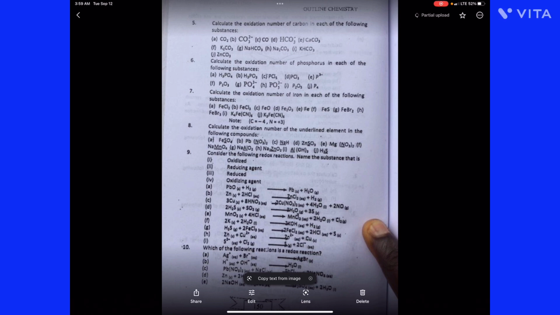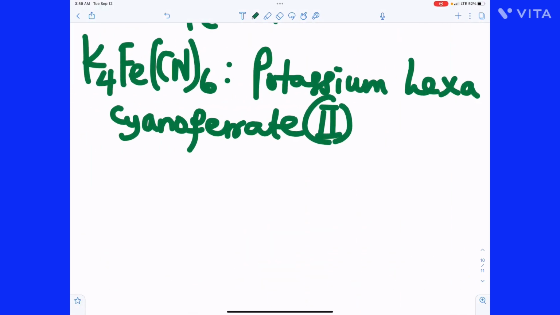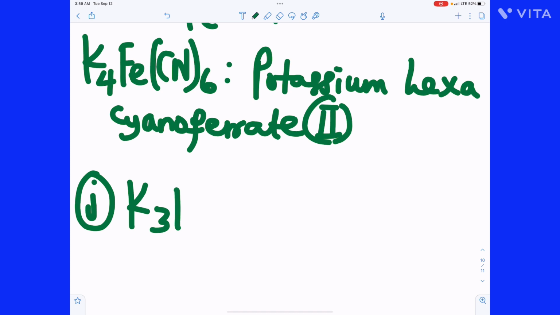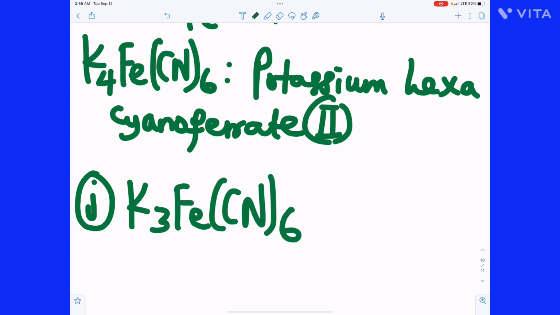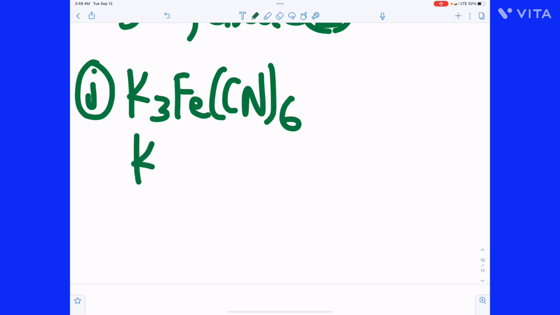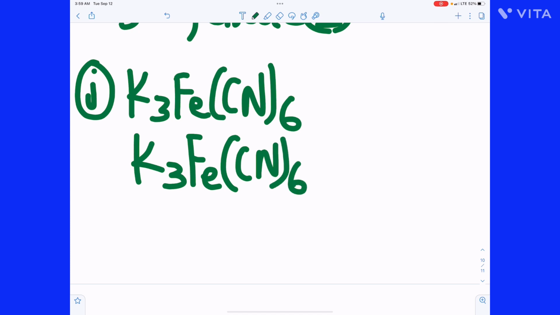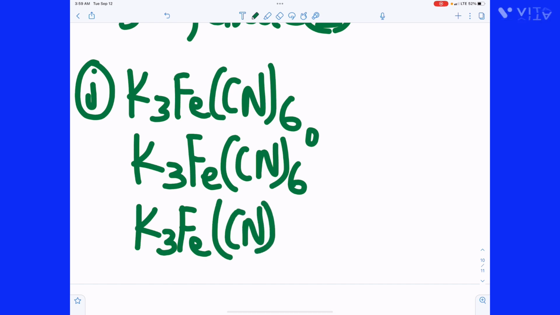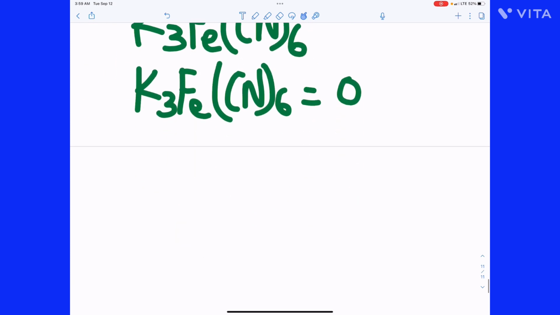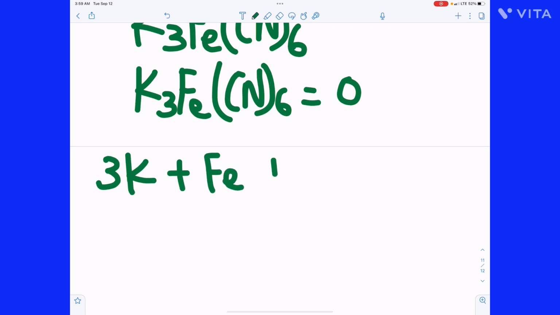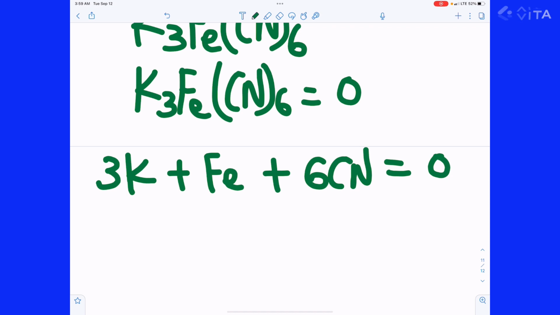In J, we have K3Fe(CN)6. That's a simple question. K3Fe(CN)6 is equal to 0. Meaning what? 3K plus Fe plus 6CN is equal to 0.